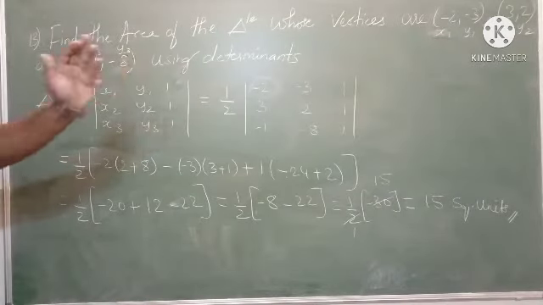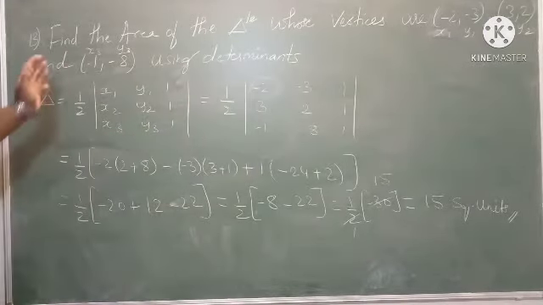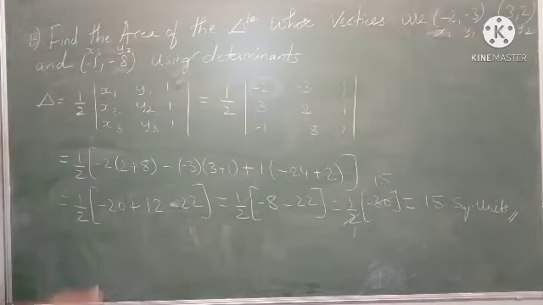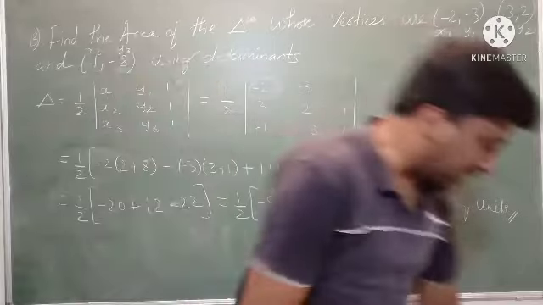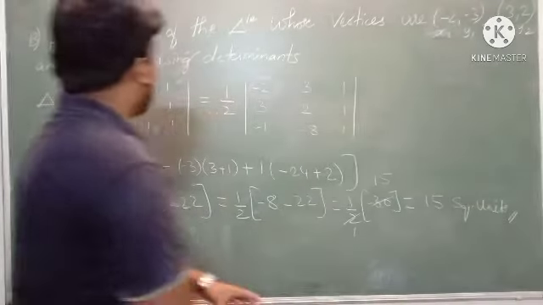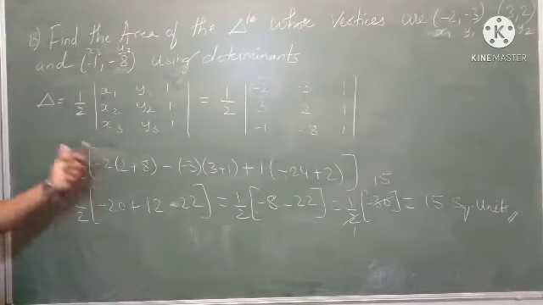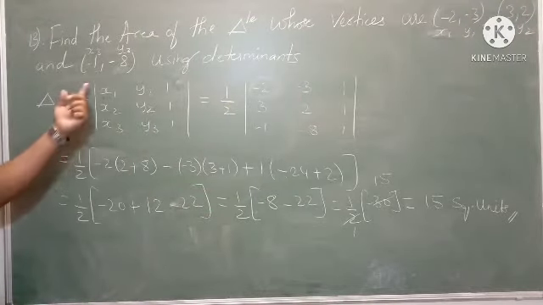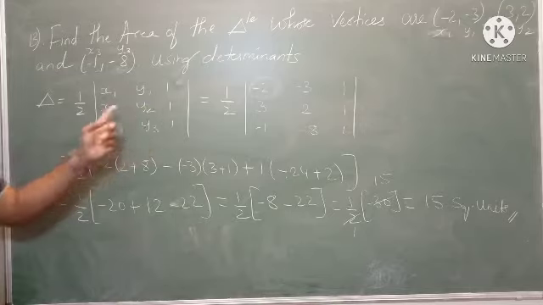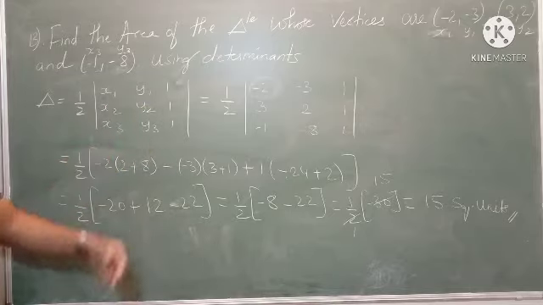What is this? Minus 2 comma minus 3, 3 comma 2, minus 1 comma minus 8. Using determinants we have found this. I hope you are understanding. So this is the way of solving the area of the triangle. What is given by using determinant, that is area of triangle is equal to half into the determinant of x1 y1 1, x2 y2 1 and x3 y3 1.